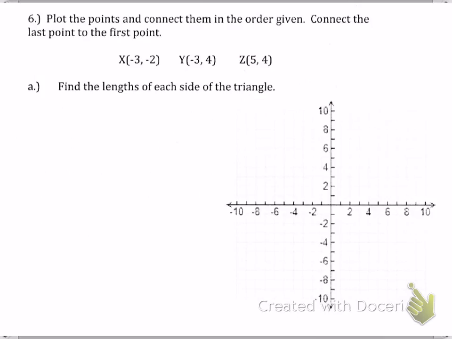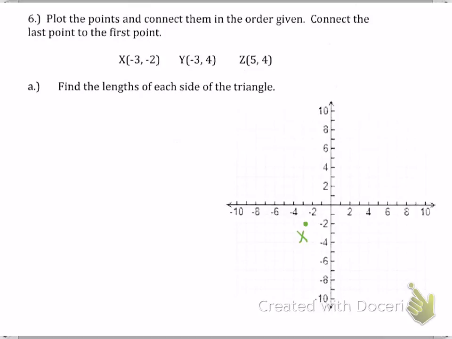For question 6, they're asking for 3 parts on this problem. The first part is we just need to plot the points that were given, x, y, and z, and it's important to label them with the correct letter. Point x is at -3, so to the left 3 and down 2. And we're going to label that x.